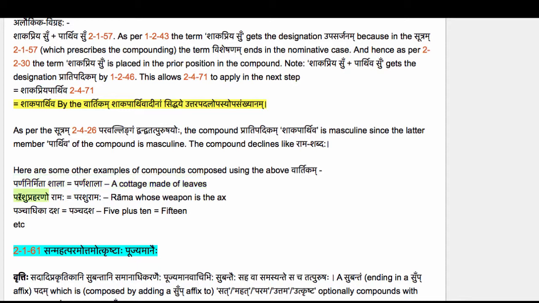Similarly, Parashu Praharano Ramaha. Parashu Ramaha. Rama, whose weapon is the axe. The Uttarapadam Praharana of the Purvapadam Parashu Praharana has taken Lopaha. So we get Parashu Ramaha. Similarly, Panchadhika Dasha. Padacheda is Panchadhikaha Dasha equals Panchadasha. 5 plus 10 equals 15. Uttarapadam Adhika of the Purvapadam Panchadhika has taken Lopaha. So we get Panchadasha. So please keep this important Vartikam in mind.